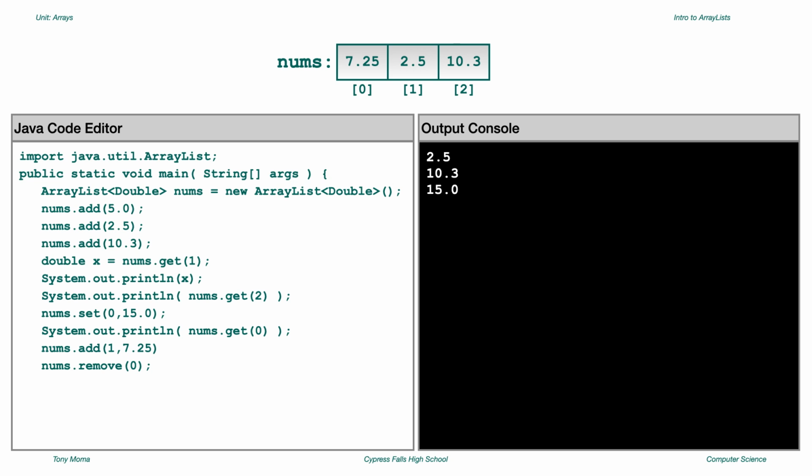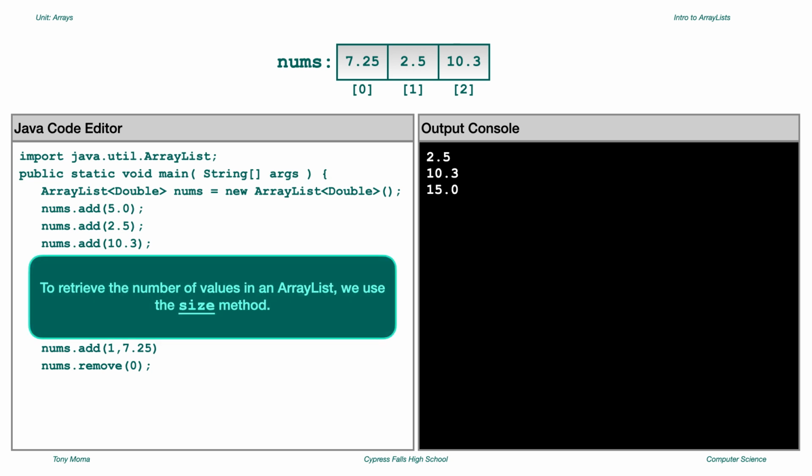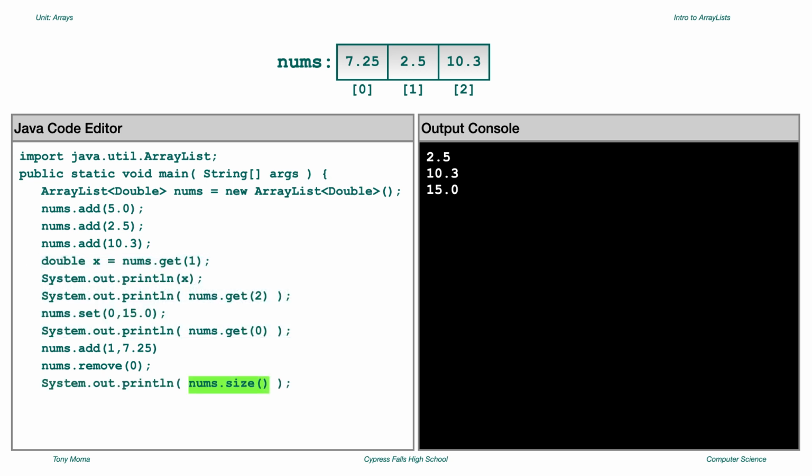The last method we'll discuss is the one we use for retrieving the number of values currently in an ArrayList. To retrieve the number of values in an ArrayList, we use the size method. For example, suppose inside my print statement, I write nums.size(). Since 3 values are currently in the ArrayList, 3 is the number that will get output to the screen.